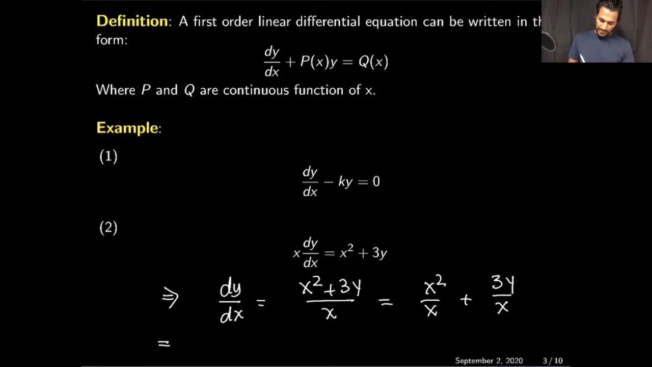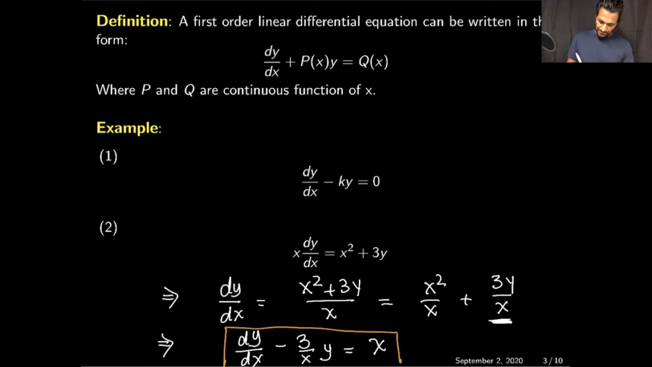And in the second step, I will move the term y to the left hand side, with dy by dx. It will be dy by dx minus 3 divided by x times y is equal to x squared divided by x, which is x. So now this is my standard form. And in that standard form, my function p of x is minus 3 divided by x, and my function q of x is just x.